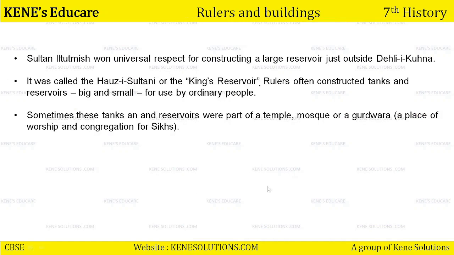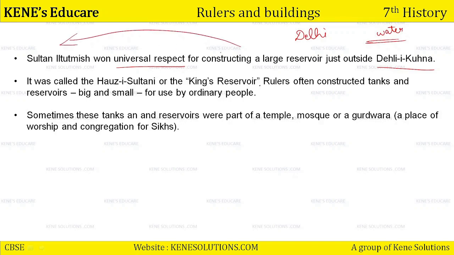Sultan Iltutmish won universal respect for constructing a large reservoir just outside Delhi, because Delhi was suffering from a crisis of water. People did not have enough water. They had to go to far off places to extract water. And if a king builds a reservoir for you, builds an infrastructure with the help of which water can be supplied very easily to the people of the city, people will definitely respect it and they will praise the king for it, right? So he constructed a large reservoir outside Delhi.